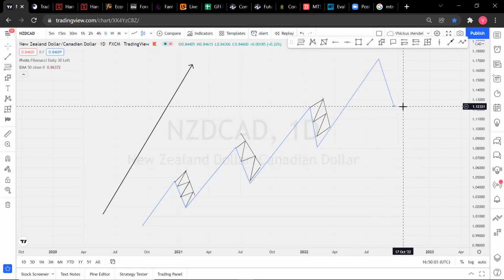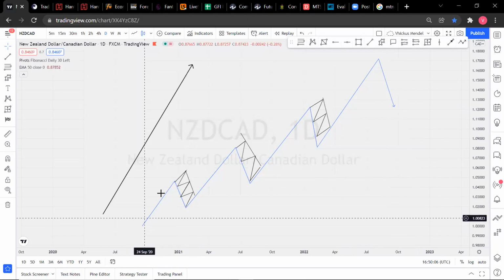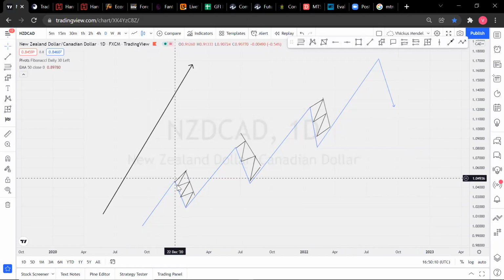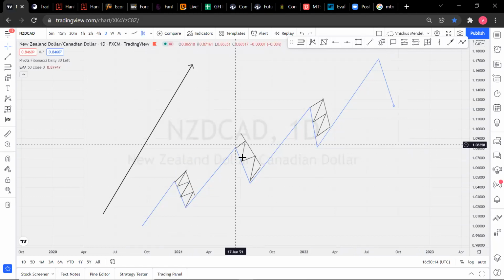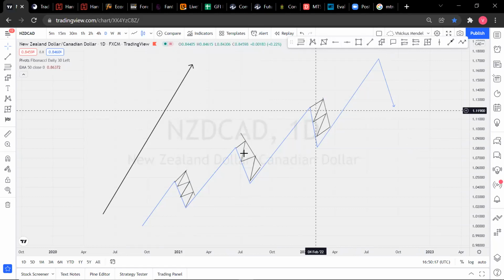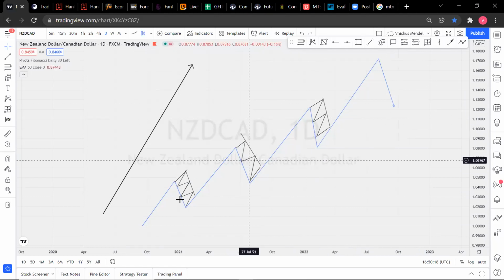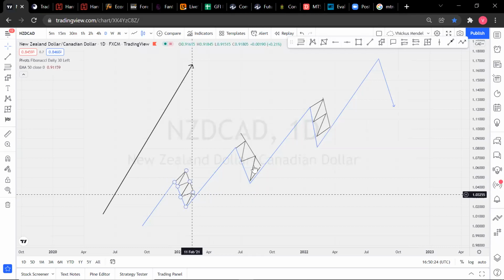Okay. So a swing to the top, an impulse swing, then you get a correction. Another impulse swing, you get a correction. Another impulse swing, you get a correction. So the corrections are the ones which form the wedge. The corrections will form the wedge.